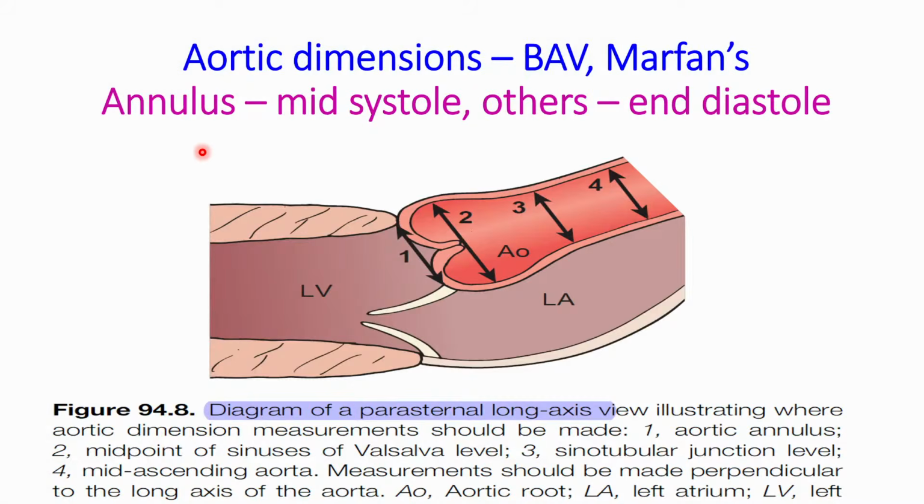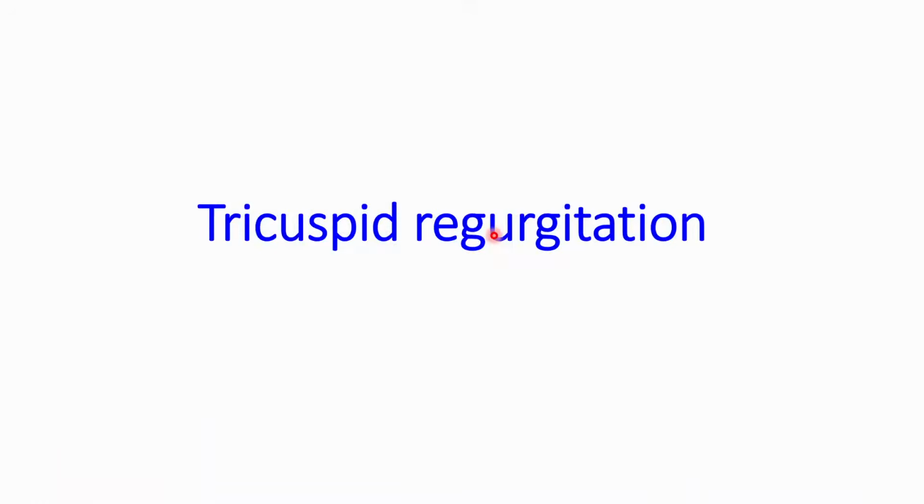In which part of the cardiac cycle are we supposed to measure? In mid systole. We are supposed to measure the aortic annulus and other parameters in end diastole, in parasternal long axis view. If these are dilated, there are specific cutoffs to indicate surgery.